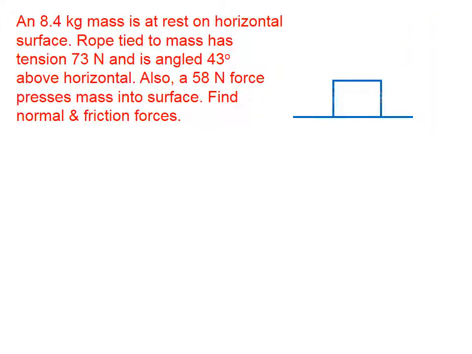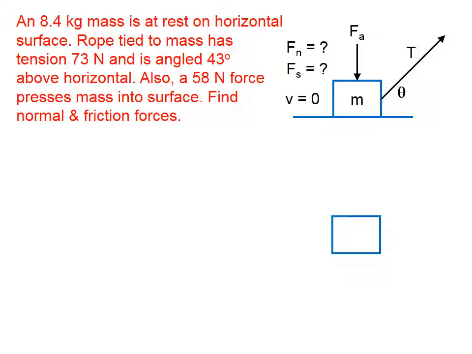An 8.4 kilogram mass is at rest on a horizontal surface. So we have a mass at rest on a horizontal surface. There's a rope that's tied to the mass. It has a certain tension, 73 newtons, and it's angled 43 degrees above horizontal. So you can see in my picture here, horizontal would be straight that way. So this angle is 43 degrees above horizontal. Also, a 58 newton force presses the mass into the surface, and we want to find the normal force and the friction force. So let's draw a free body diagram, and we're going to use just numbers.